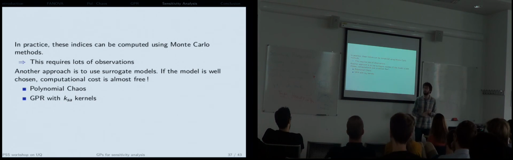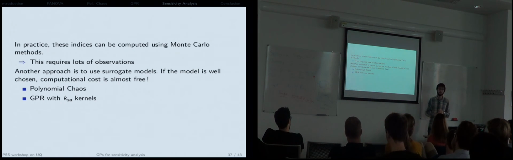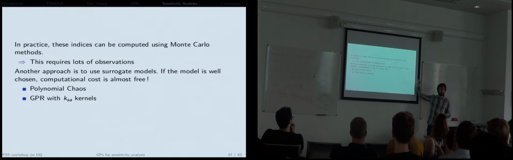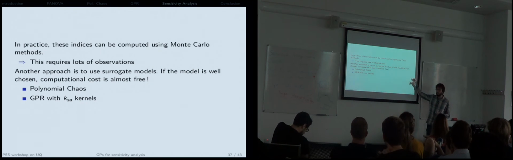Okay, so you can estimate these quantities with Monte Carlo methods, but that requires a lot of observations. So you can do that if your function is not costly. And of course, we are going to use the model I was just talking about, for which we have an easy representation of the Fanova decomposition.